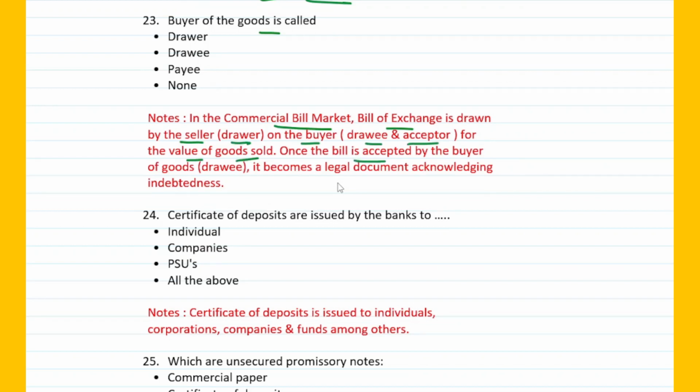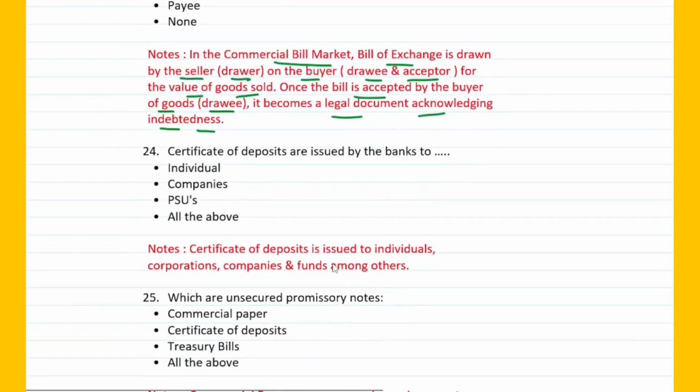Once the bill is accepted by the buyer of the goods, who is he? He is a drawee. It becomes a legal document acknowledging indebtedness. That means they have taken the loan, right? Hence the buyer of the goods is actually called a drawee. That is option number B.